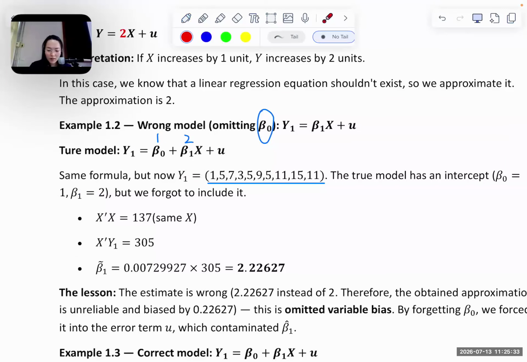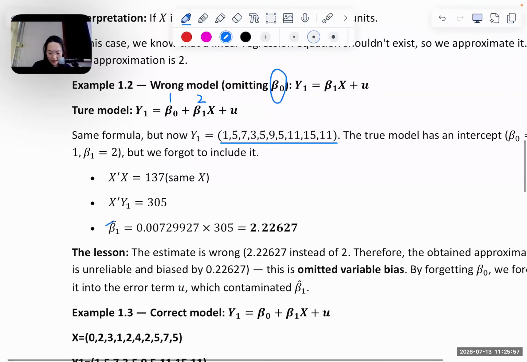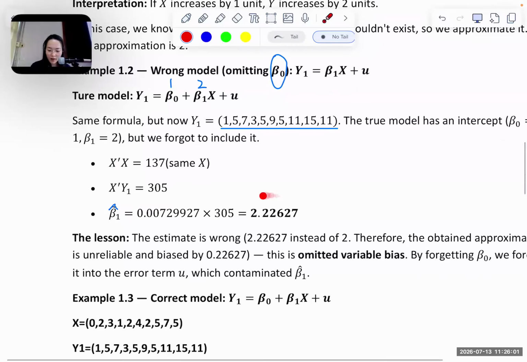So because we have the same x, x transpose x is the same. And also so does x transpose x inverse, okay? This is x transpose x inverse. But x transpose y1 is 3 over 305. You can calculate by yourself, okay, later. So here is our new beta 1 hat. In this case, we got 2.22627.